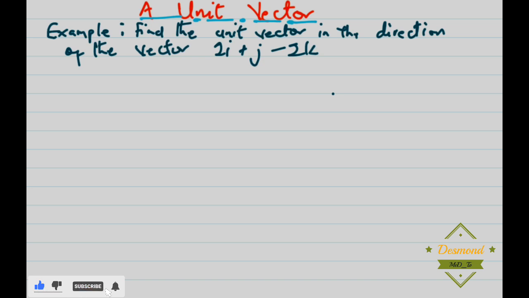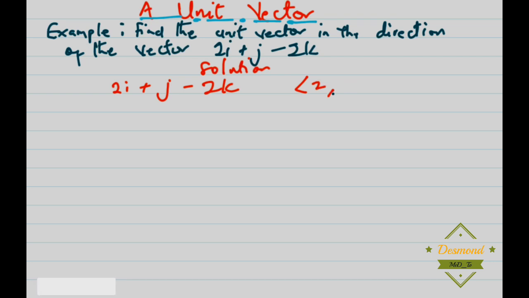So example 1: find the unit vector in the direction of the vector 2i plus j minus 2k. If you have any idea about this question, you can pause the video and try to do it on your own. So let's see the solution. We have the vector 2i plus j minus 2k, and this vector can also be written as 2, 1, negative 2.